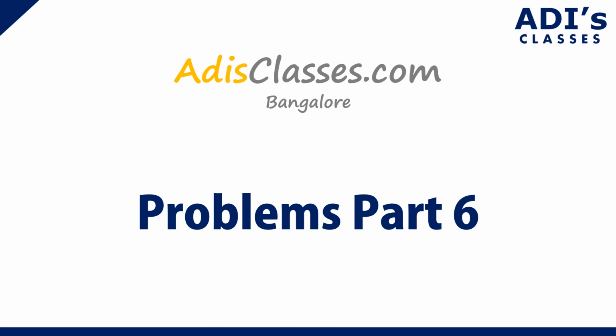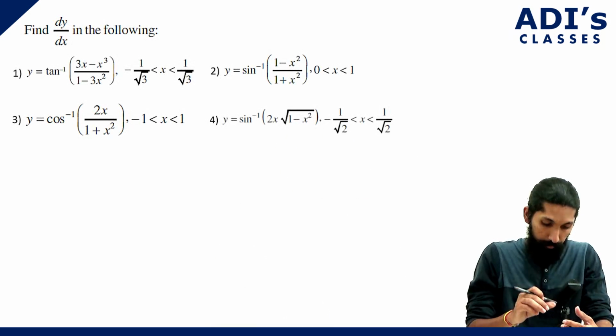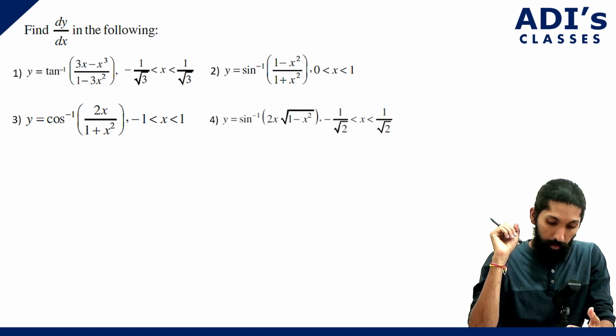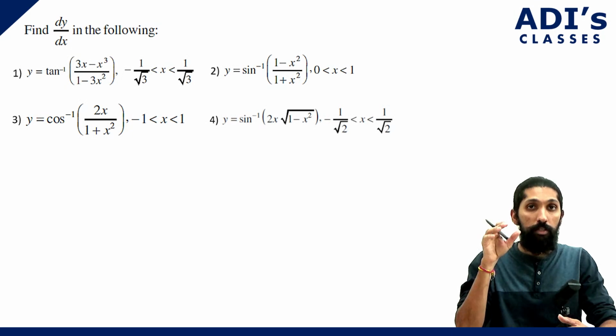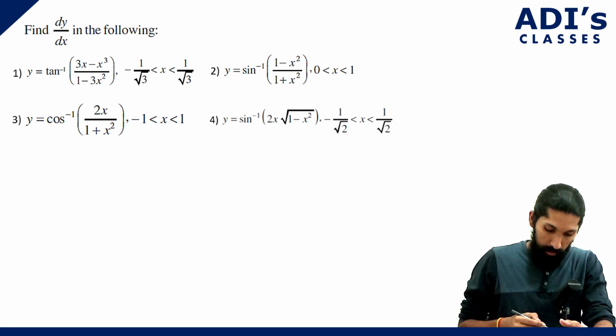Let's solve a few problems based on derivatives of inverse trigonometric functions. Look at the first one. y is equal to tan inverse of (3x minus x cube) divided by (1 minus 3x square). Now, in the previous video, we discussed different types of formulas, isn't it? Now, in this, see the first one.